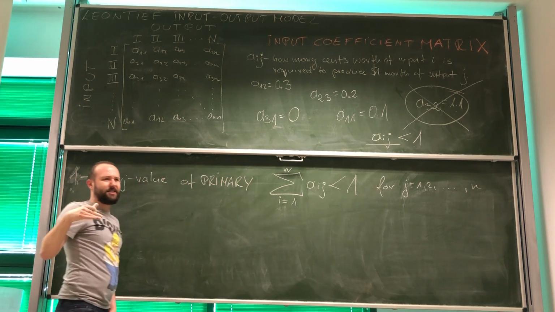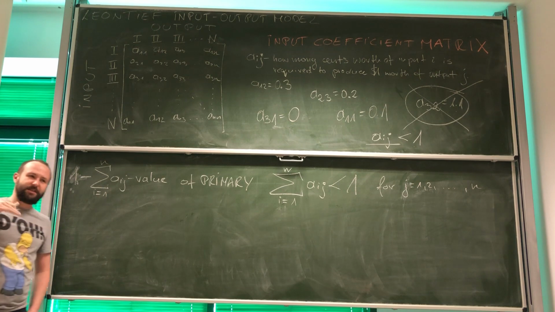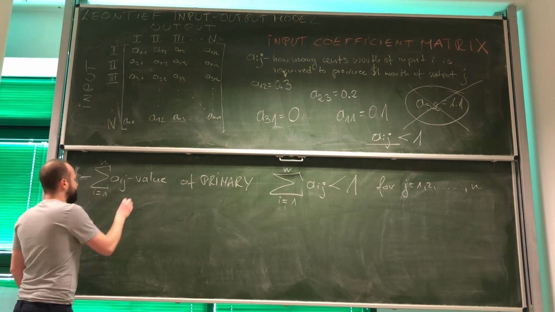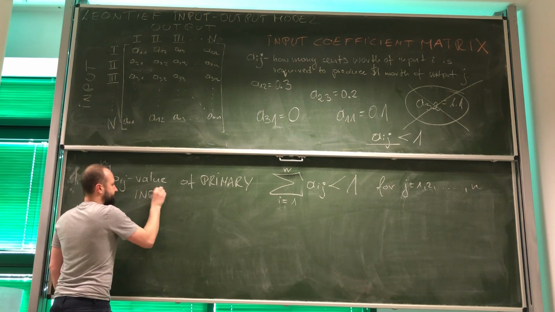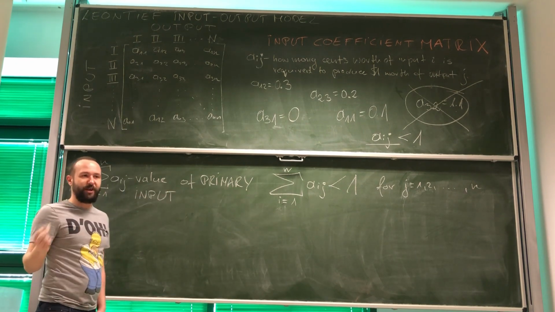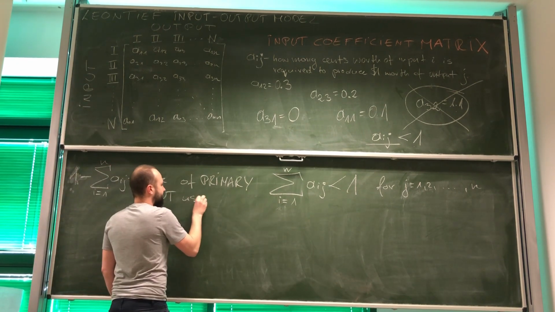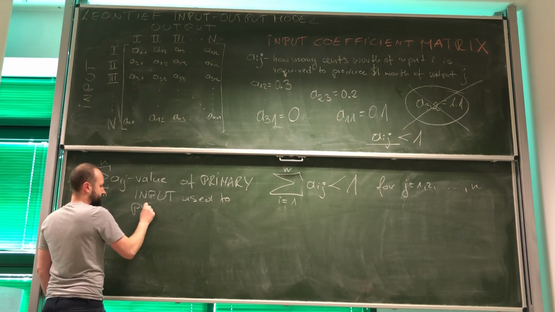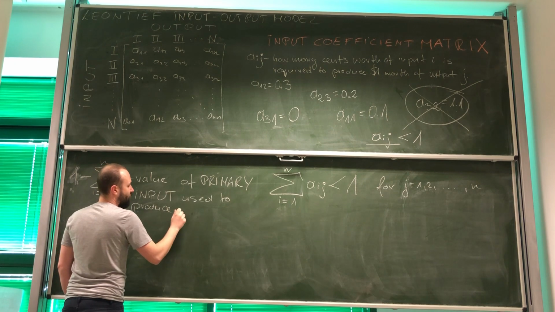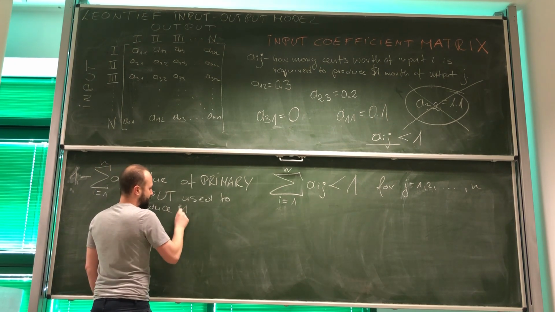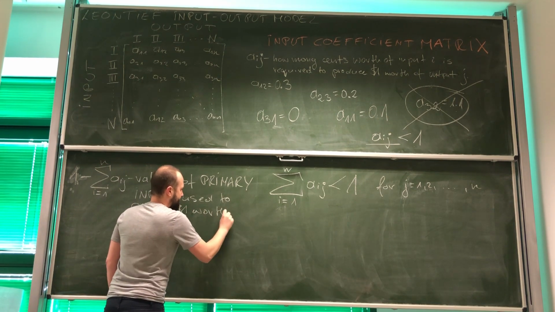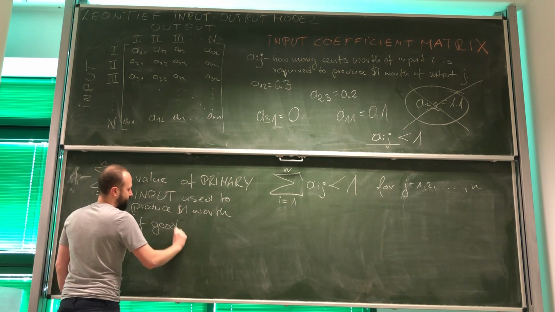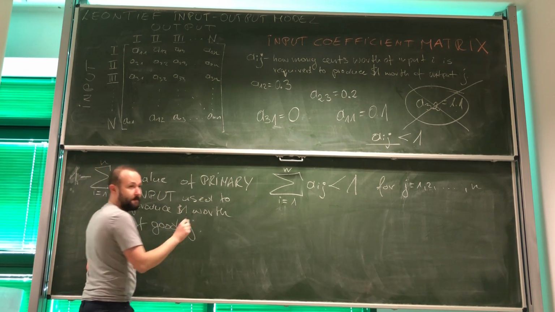Let's say that in our examples, primary input is gonna be labor. Primary input used to produce $1 worth of good or output chain.